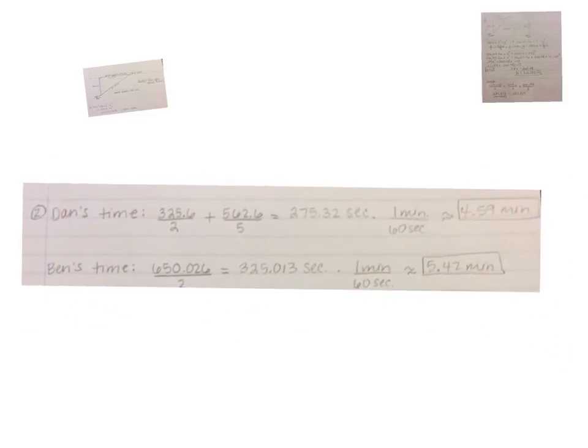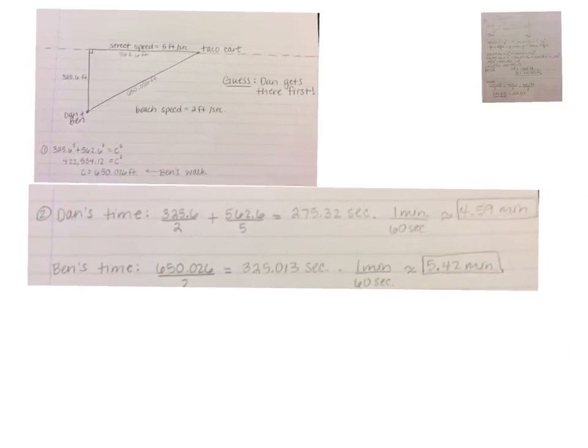So Dan's time is going to be his distance on the beach divided by 2 feet per second plus his distance on the street divided by 5 feet per second. I got 275.32 seconds, and I converted that into about 4.59 minutes. Ben's time is going to be his distance on the beach divided by 2 feet per second. That was 325.013 seconds. I converted that into about 5.42 minutes. You can see that Dan is faster.